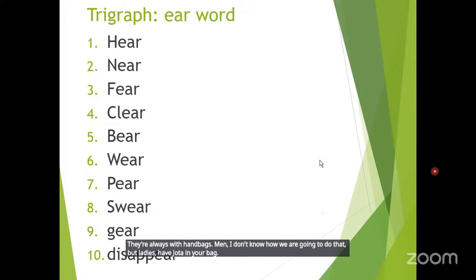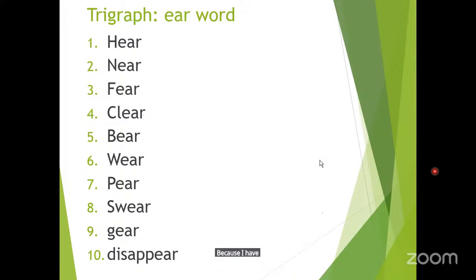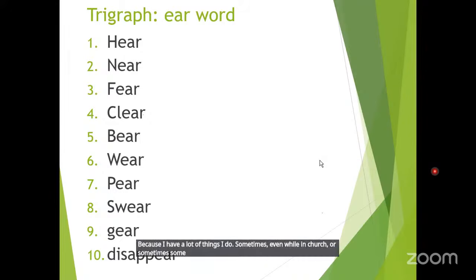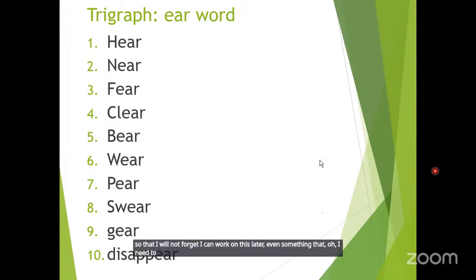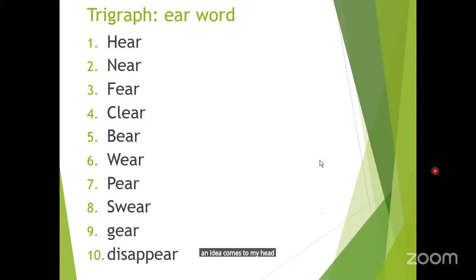When you come across a word, even anywhere, because as I am, I always have a jotter. Why? Because I have a lot of things I do. Sometimes, even while in church, some idea can come to my head, and what I do most is just write it down so that I will not forget. I can work on it later if it's something I need to learn or do. So the reason I try to have my jotter in my bag is so that when an idea comes to my head, I will just write it down.